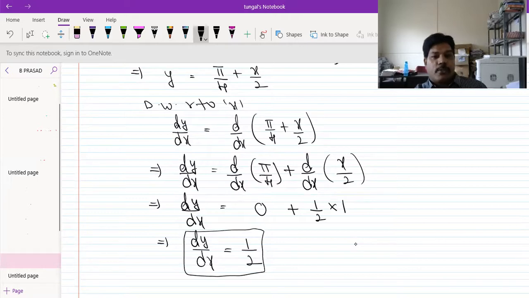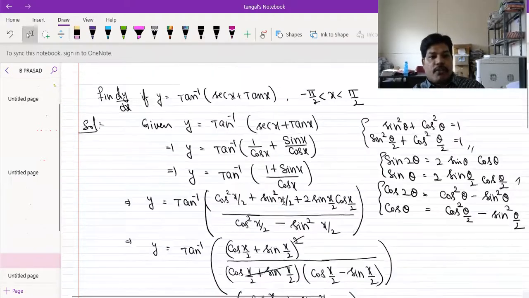So see that question, students. In the objective also, this question has been given a number of times. y is equal to tan inverse of (secant x plus tan x). Given y is equal to tan inverse of secant x plus tan x. Secant is nothing but 1 by cos x, and tan is nothing but sin x by cos x. So take the LCM cos x. What happens? 1 plus sin x by cos x.